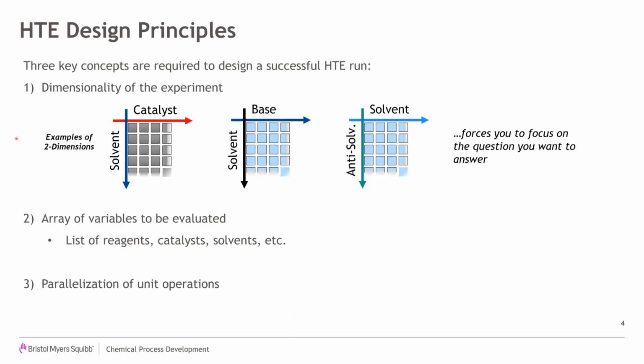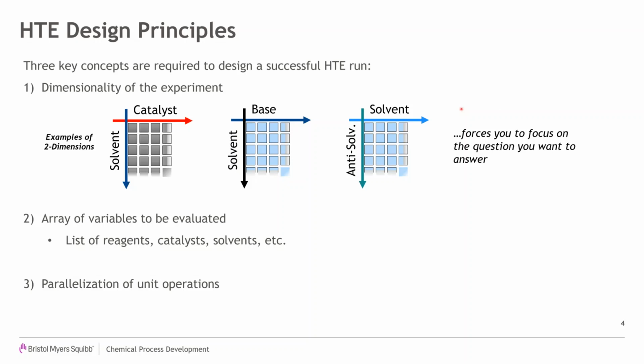And there really are three concepts that you need to incorporate in order to have a successful high-throughput experiment run. The first one is to define your dimensionality. That's how many dimensions you're going to evaluate. So a couple of examples here are perhaps you want to evaluate solvent versus catalyst or solvent versus base. You could easily imagine a 3, 4, 5 dimension array. And what this does is it really forces you to focus on the question or questions you want to answer.